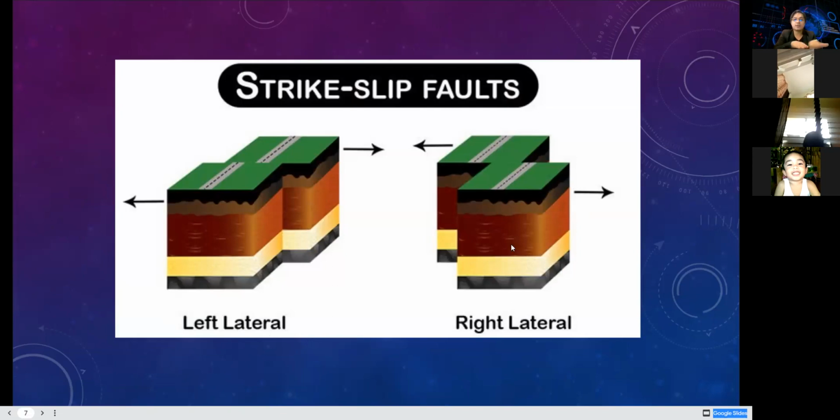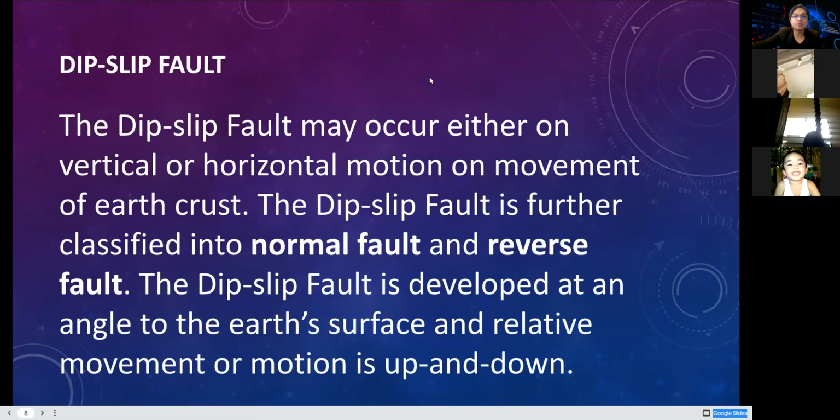They are actually moving opposite to each other. They are actually sliding past each other. That is actually the strike slip fault. Let's move now to the dip slip fault. Again, two terminologies there: dip and slip. When you say dip slip fault, this may occur either on the vertical or horizontal. If the strike slip fault is moving towards left and right, the dip slip fault has vertical or horizontal motion of Earth's crust.